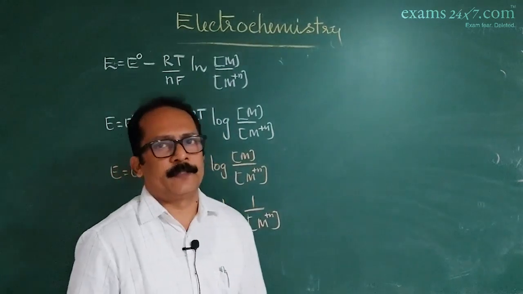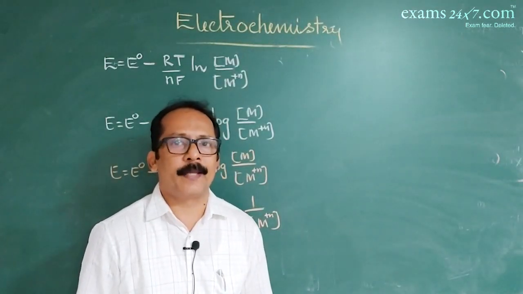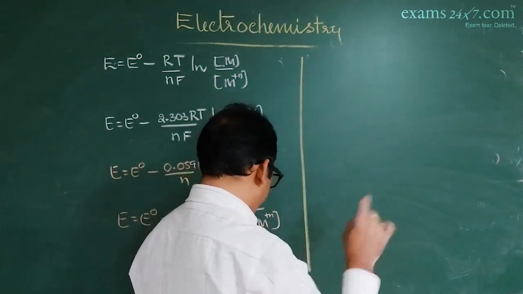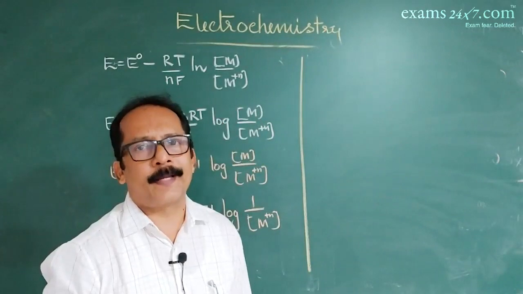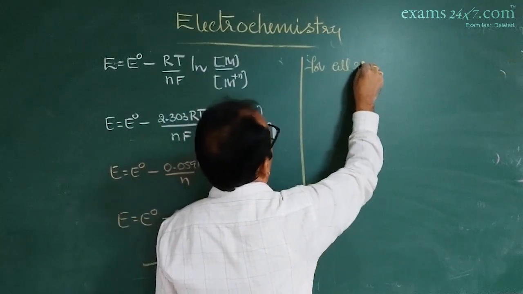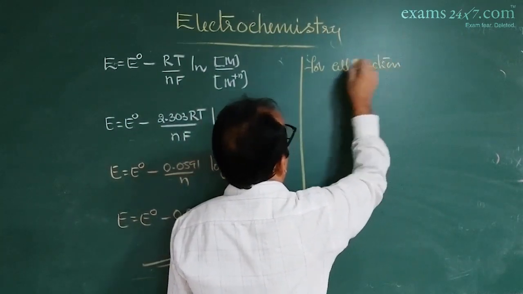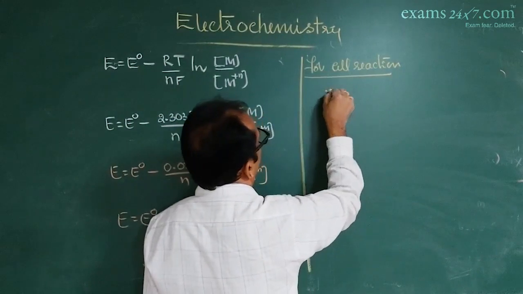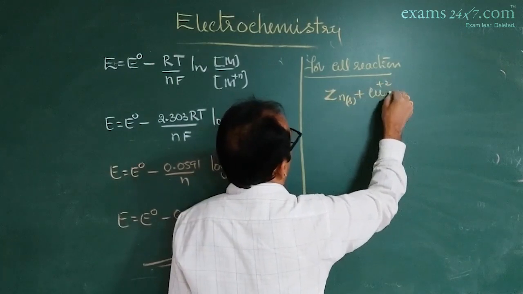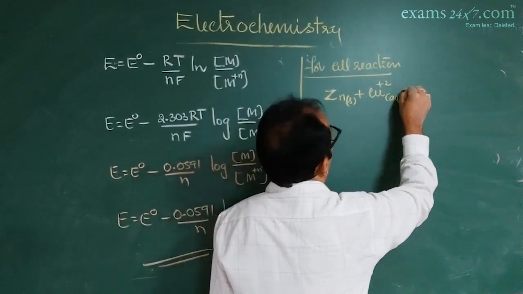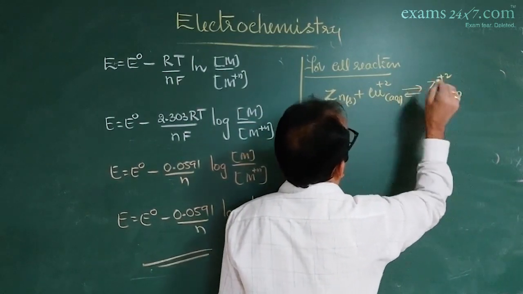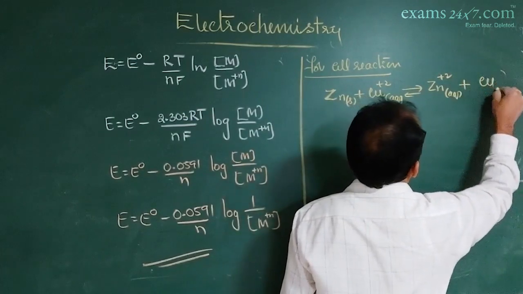For a cell reaction or for a galvanic cell, first we will go for the cell reaction which involves a combination of zinc electrode and copper electrode. The overall cell reaction is Zn solid plus Cu2+ aqueous, that gives Zn2+ aqueous plus Cu solid.